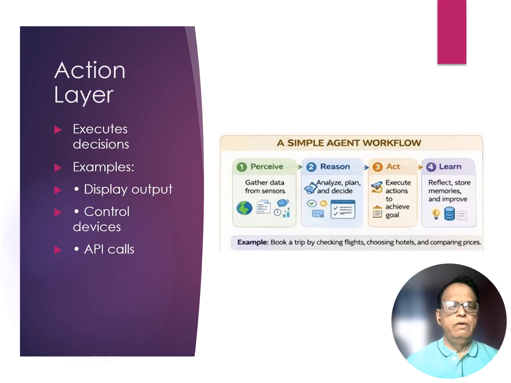The action layer will actually execute the decision. For example, an action can be the display of the output, or sometimes we can have an action where we control devices, or we can make calls to an API. So whenever you are booking a trip, that can be done by checking the flights, choosing the hotels, and then comparing the prices.